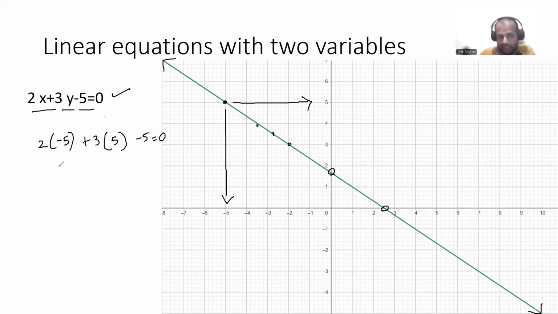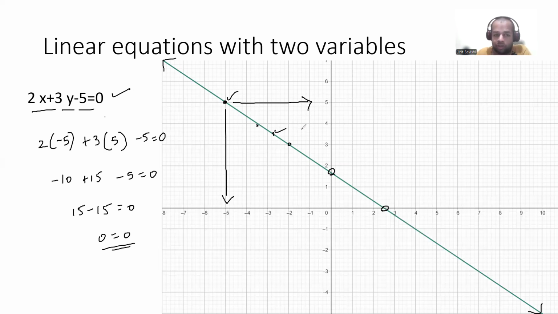Now we're going to verify if it happens to be or not. 2 times minus 5 is negative 10. 3 times 5 is 15. Minus 5 is equal to 0, which happens to be 15 minus 15 is 0. So you're getting 0 is equal to 0. So hence we verified that all the points lying on this line, it could be decimal, fractional, not a problem at all.